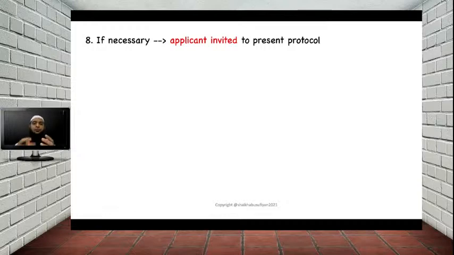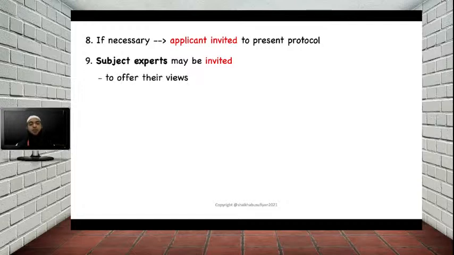Okay, then if necessary, the applicant is invited to present the protocol. Suppose your study is very complicated, then in that case the applicant can be invited to present the protocol. And suppose the ISC members feel that it is not needed, then sometimes you may not call that person to present the protocol. Okay, then a subject expert may be invited.